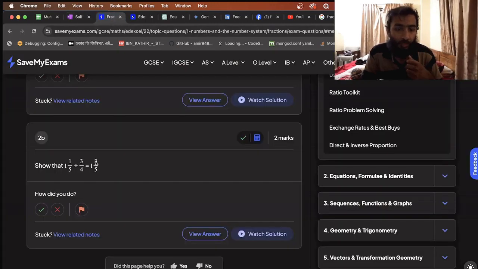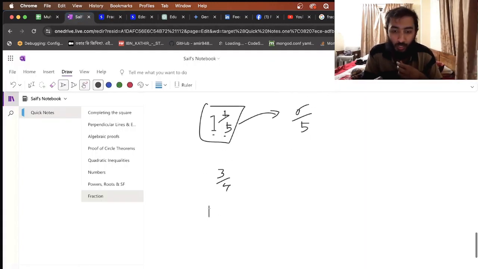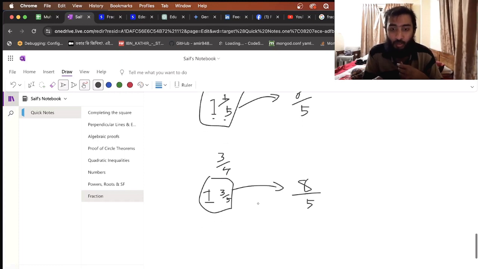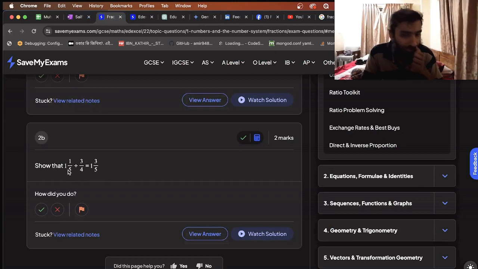And what is the number 1 3 by 5? On the right hand side I have 1 3 by 5. If I transform this, 5 multiplied by 1 plus 3 is 8 by 5. So I look at the equation. This number divided by this number should equal 1 3 by 5.